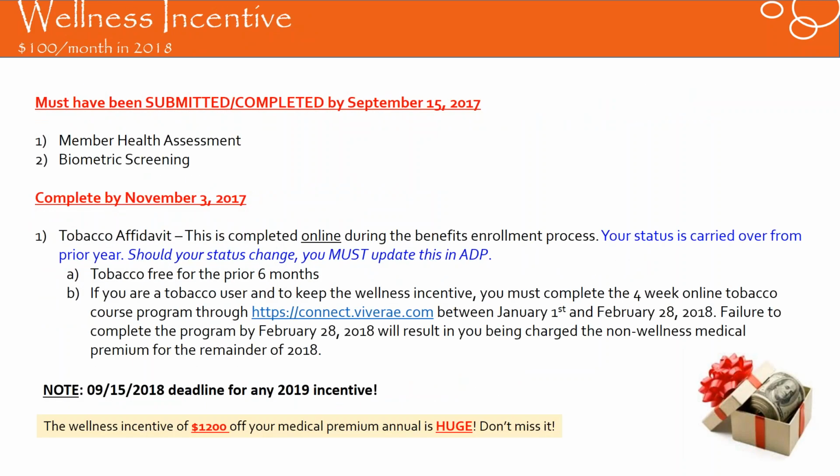As most of y'all know, we have completed the Wellness Incentive for 2018. That was completed on September 15th. You can log into ADP, go to your personal profile. There's a custom field on the lower left side where you can see if you met both the health assessment and the biometric screening. If you are a tobacco user, you will have to complete the tobacco affidavit by November the 3rd, and that will be in the enrollment.